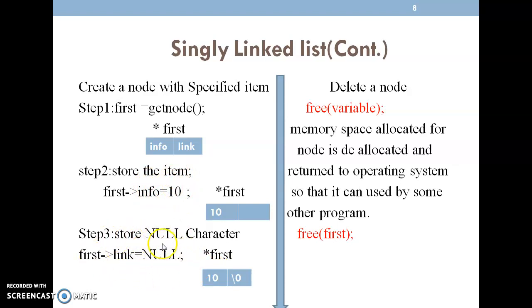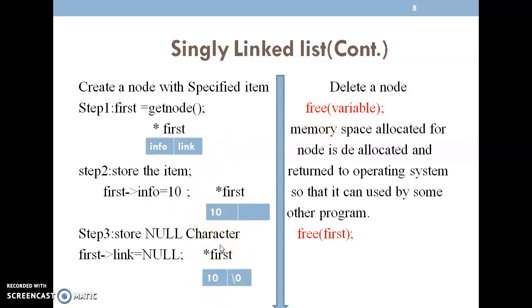Why have I taken null? Because I have created only one node, so it must end with a null character. If a second node is there, then you can mention first pointer link equal to second. But here only one node is there, so the linked list ends with that one node. Then if you want to delete this node, how to delete it?